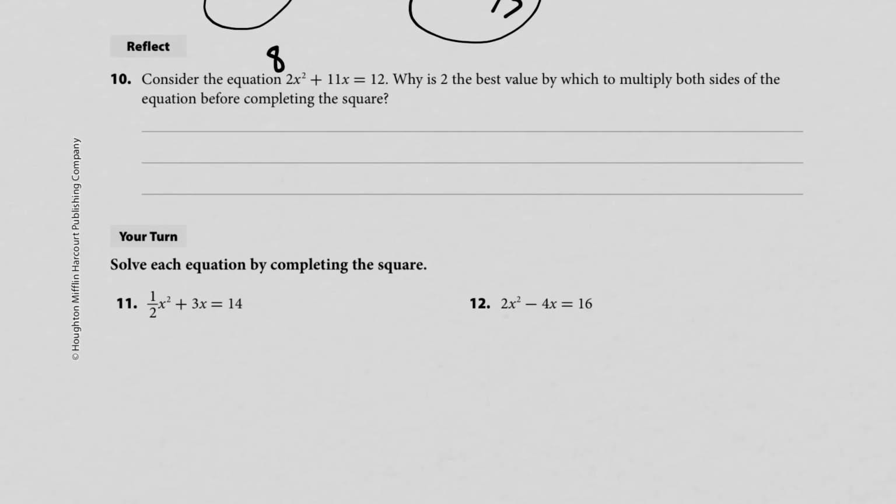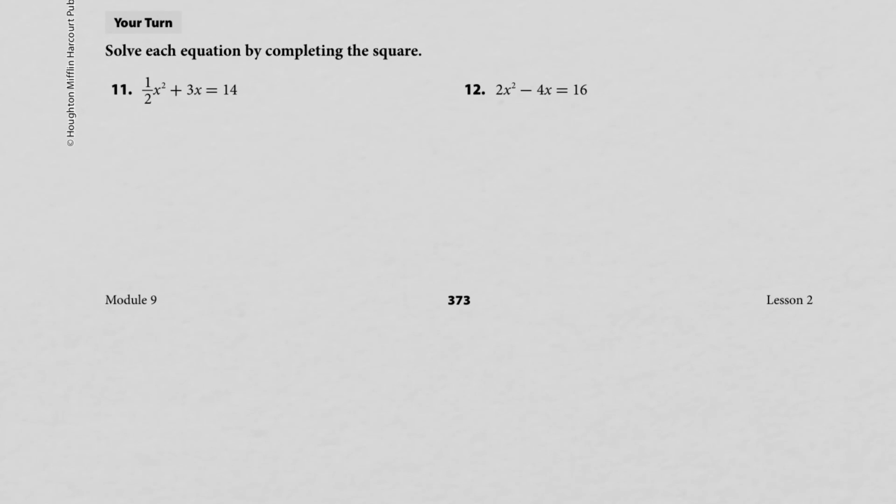You want a perfect square at the beginning. The smaller, the better, right? Like 1 is the best. But if you can't make a 1, then anything small enough. Okay, so it's your turn. Try this one right here: 1/2 x squared plus 3x equals 14.